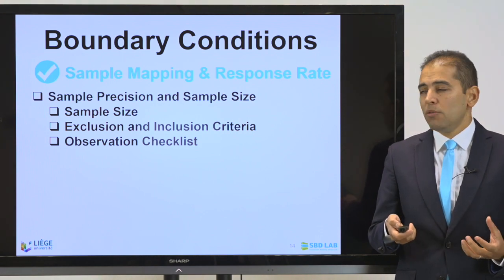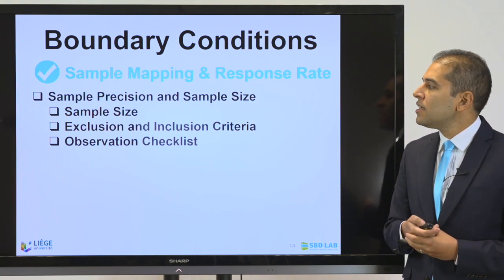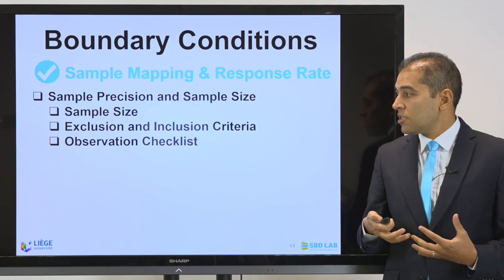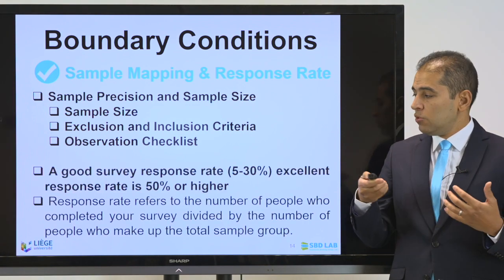Also, when we start to define our recruitment process, we need to set up our boundary conditions: what will be the sample mapping, what will be the response rate that we are looking at, what will be the sample precision and the sample size, the inclusion and exclusion criteria, and the observation checklist that we need to come up with.